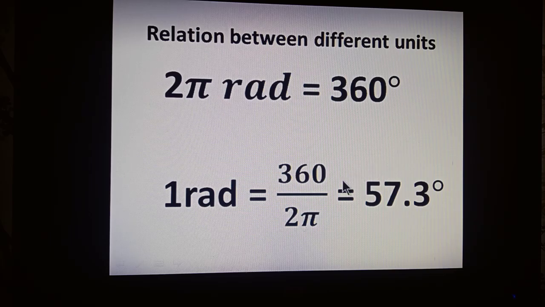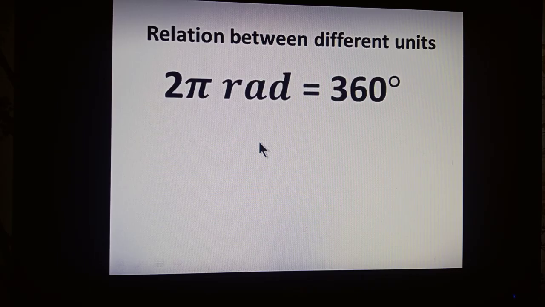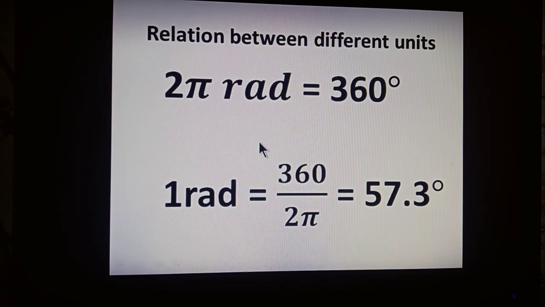Students, angular displacement is a vector quantity and its direction will be perpendicular to the plane in which the body is rotating. For this purpose, we will put our right hand such that the fingers of the right hand curl in the direction of rotation, then the thumb points in the direction of angular displacement. So this is all about angular displacement.